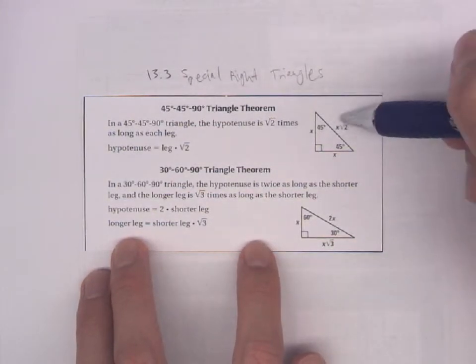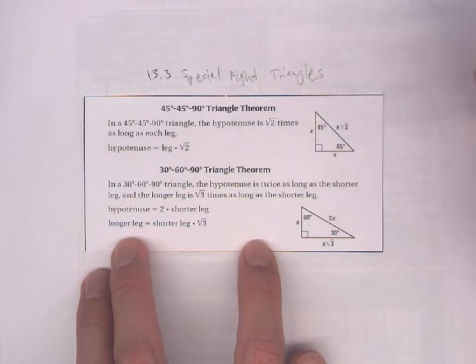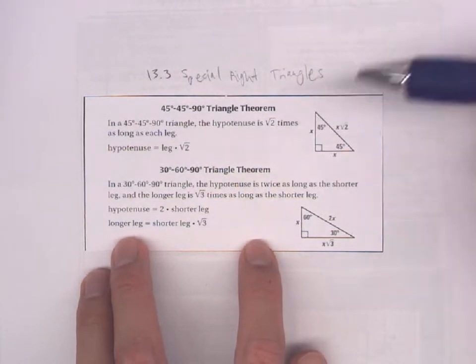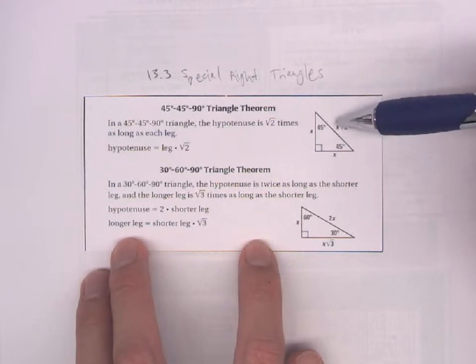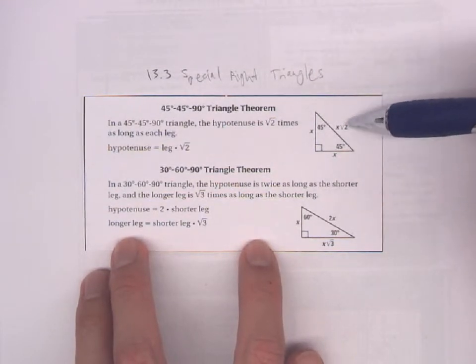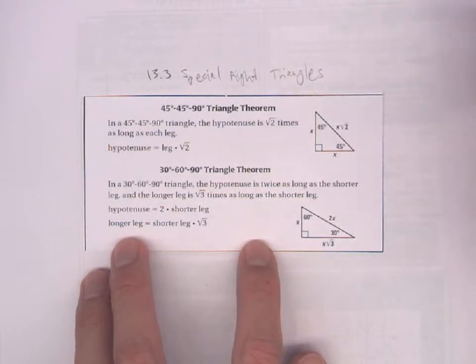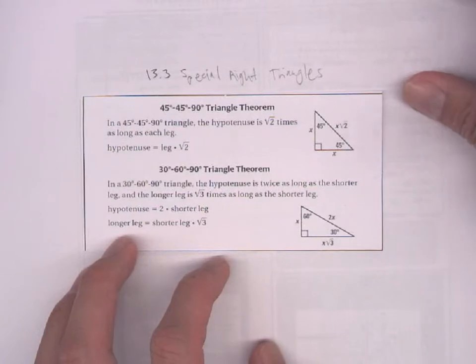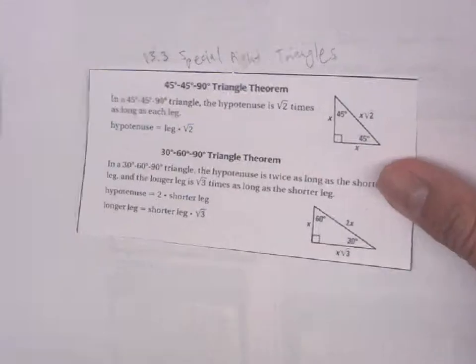Or in the other case here for 45, 45, 90, if this leg was like 3, then that means the hypotenuse is going to be 3 multiplied by about 1.4. Square root 2 is about 1.4. So yeah, I'm just going to show you that sheet, the one that we went over in class.